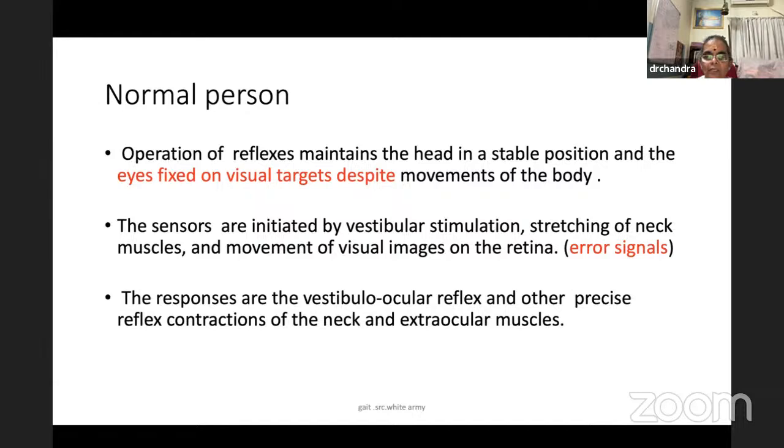So these afferents bring the eye to the target of interest and the limb to the target of interest, getting information regarding the movement that has taken place. The world should be kept in proper attention, and that is done by various reflexes.